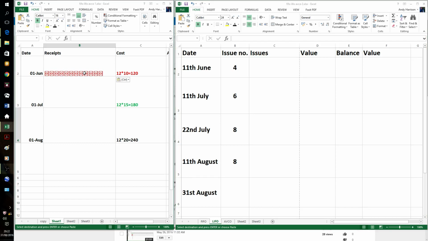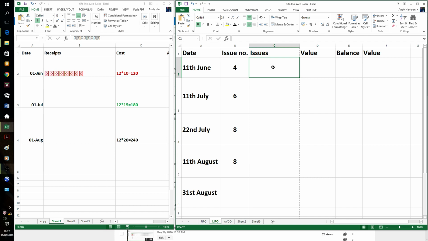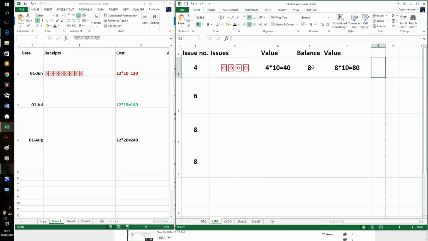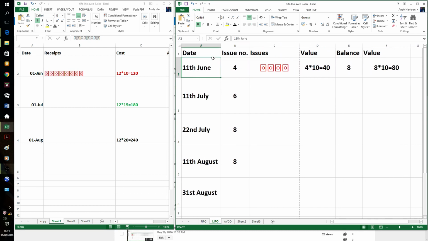Our issue, there's only this batch, so those 4 have still got to come from this batch. So the value is going to be exactly the same, and the balance is going to be the same. We've still got 8 left, and it's 80, because we've only got the one batch. We can't do anything else.